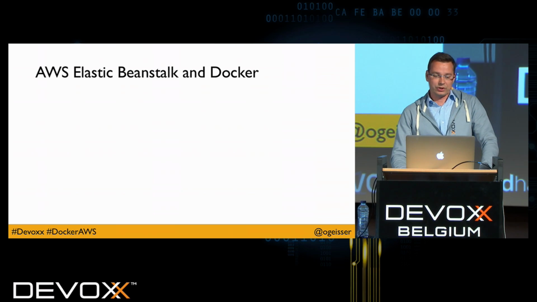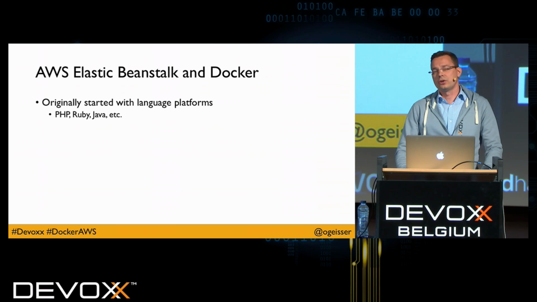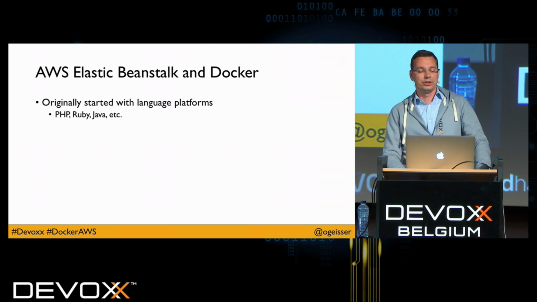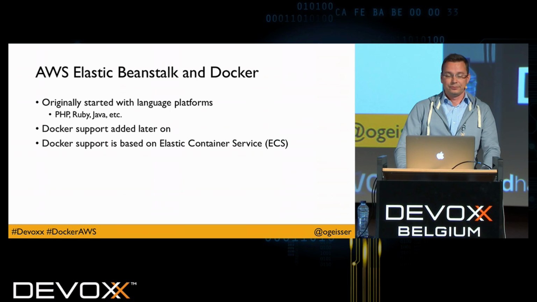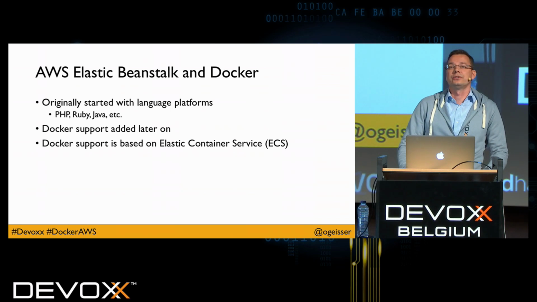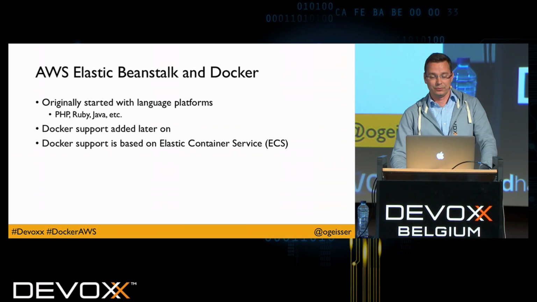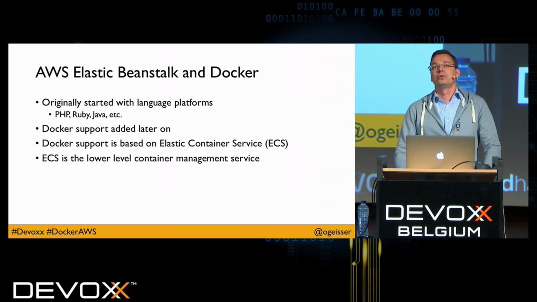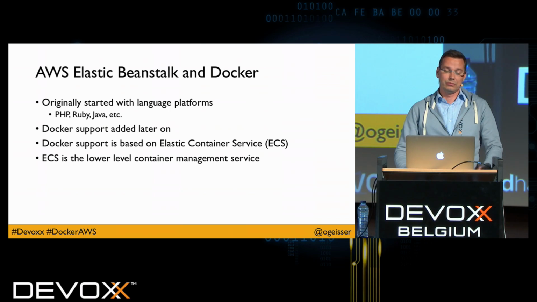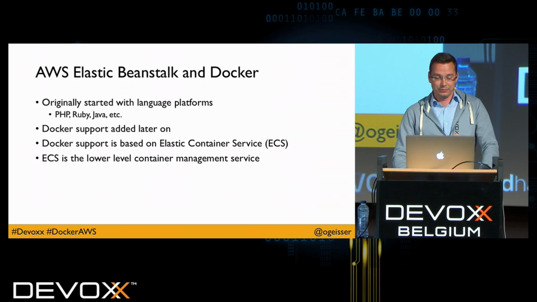The talk is about Docker, so Elastic Beanstalk and Docker: how do these two pieces fit together? Beanstalk originally started with language-specific platforms, for PHP, for Ruby, for Java, and later on Docker support was added. This Docker support is based on another AWS service called Elastic Container Service, which is specifically targeted at managing containers and is the lower-level management service. You can, of course, use ECS alone, but later on I will explain the advantages of using it in combination with Elastic Beanstalk.